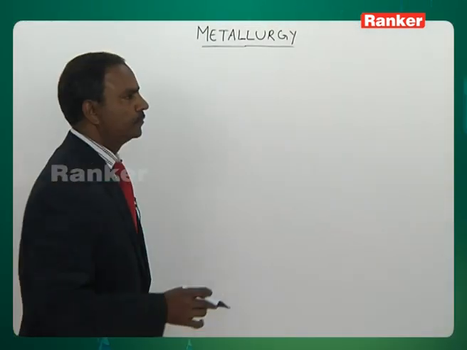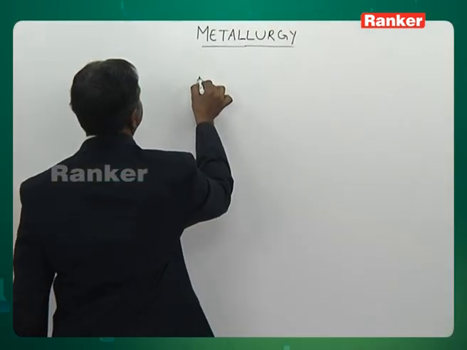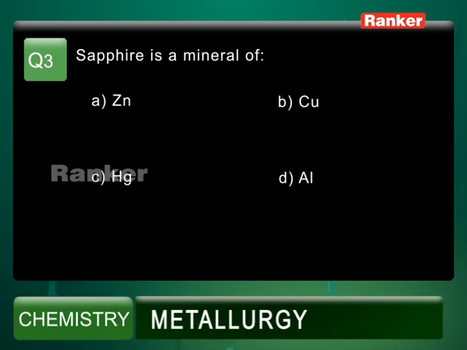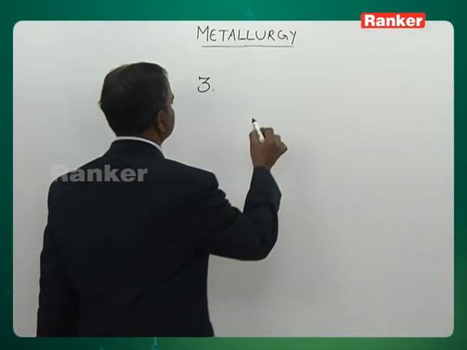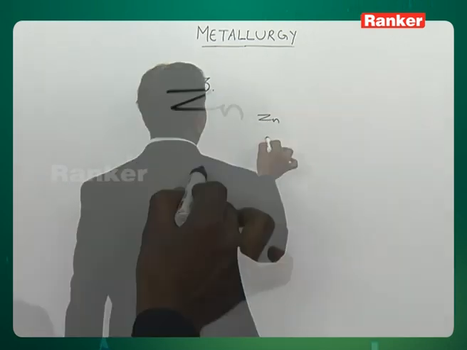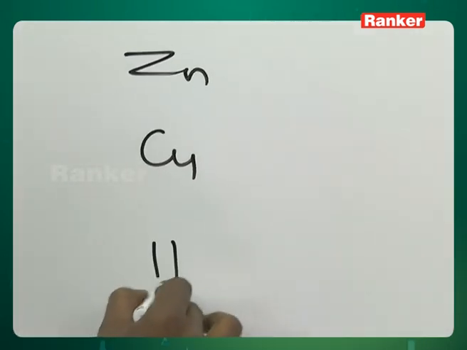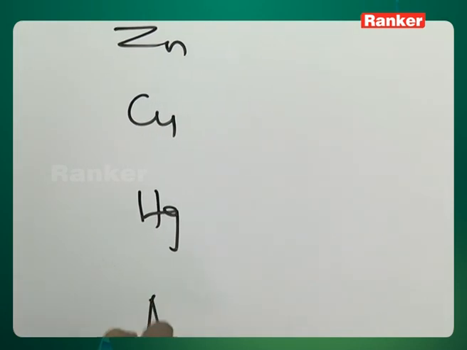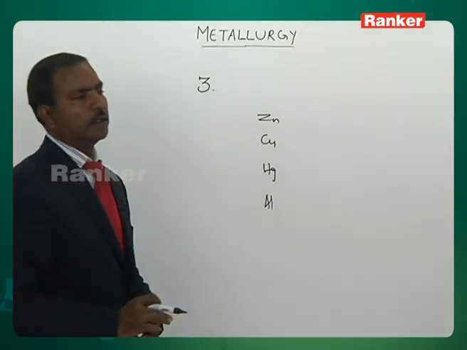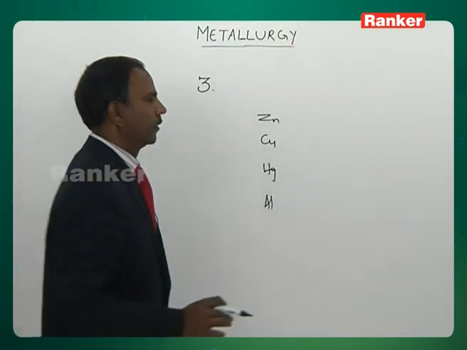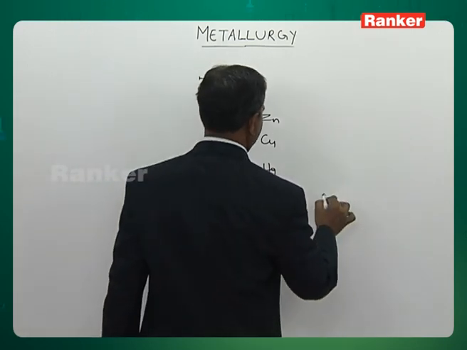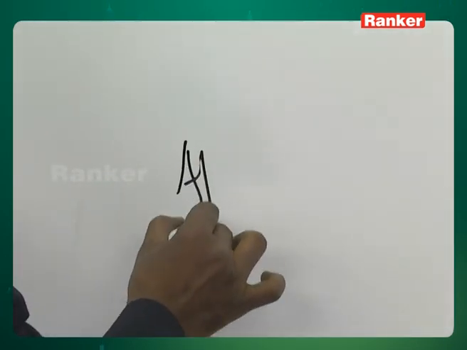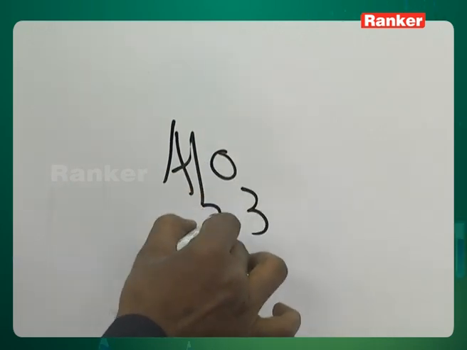Question number 3, sapphire is a mineral of zinc, copper, mercury and aluminum. See, aluminum is actually important. The ore of aluminum is bauxite. We agree, this is actually Al2O3.